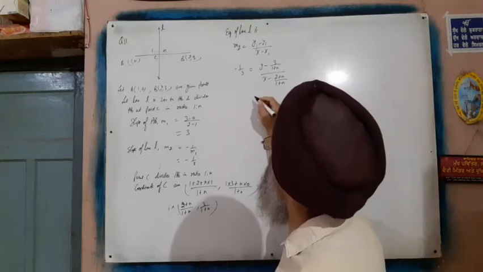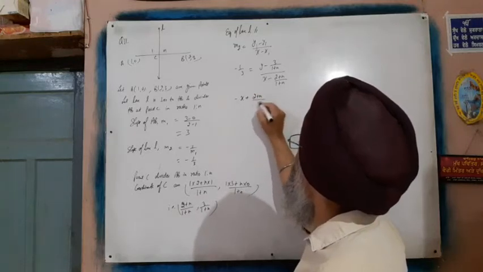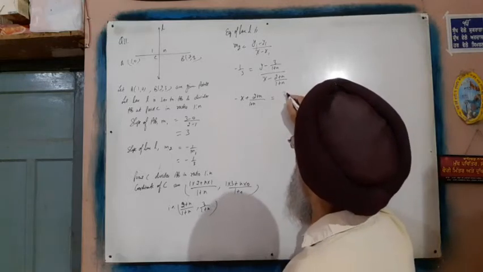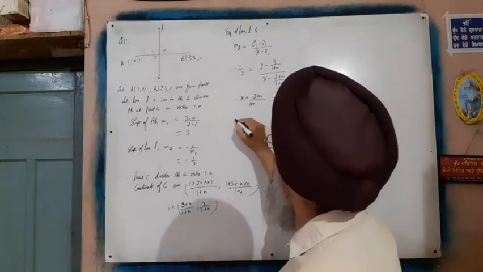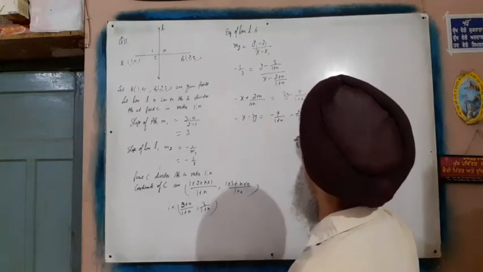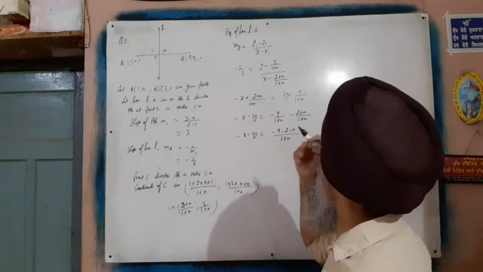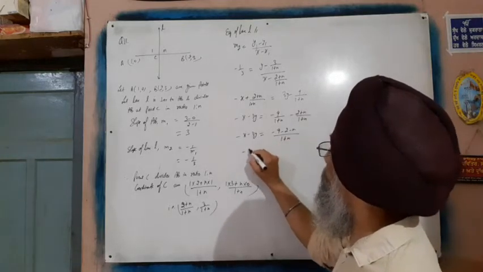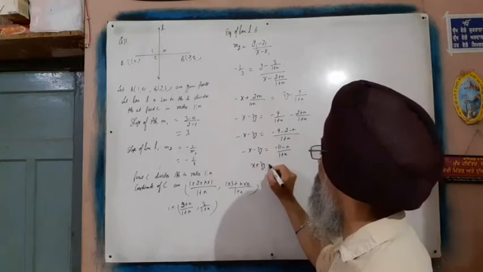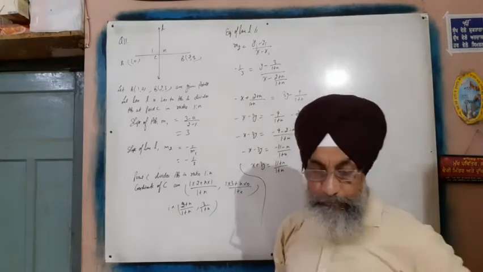Let us solve this. It becomes -x plus (2 plus n) upon 1 plus n is equal to 3y minus 9 upon 1 plus n, so minus x minus 3y minus 9 upon 1 plus n minus (2 plus n) upon 1 plus n, minus x minus 3y minus 9 minus 2 minus n upon 1 plus n. So it becomes minus x minus 3y minus 11 minus n upon 1 plus n. Taking minus n common, x plus 3y is equal to (11 plus n) upon 1 plus n. Okay.